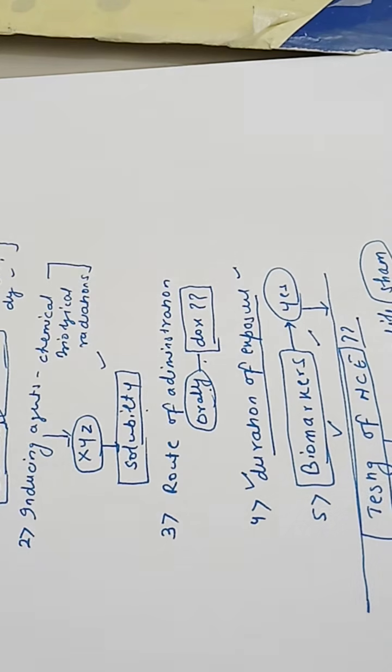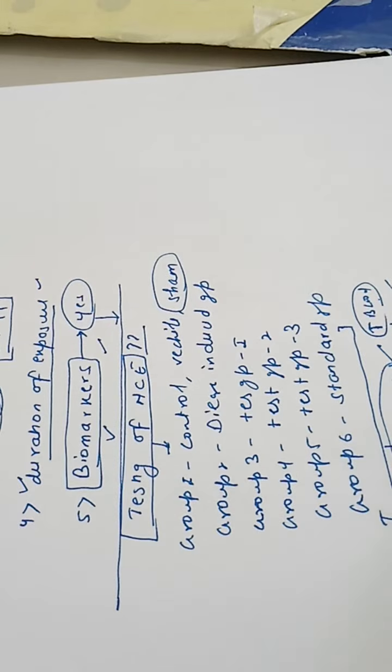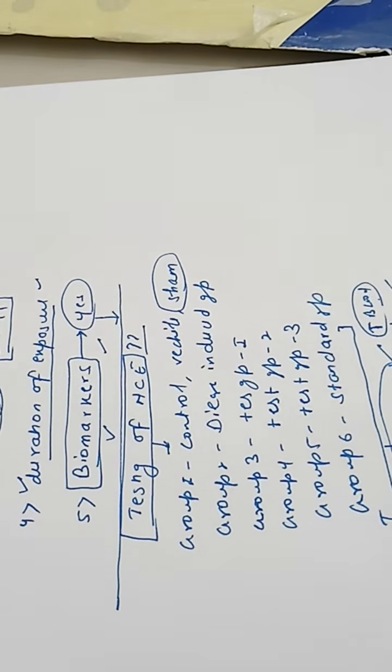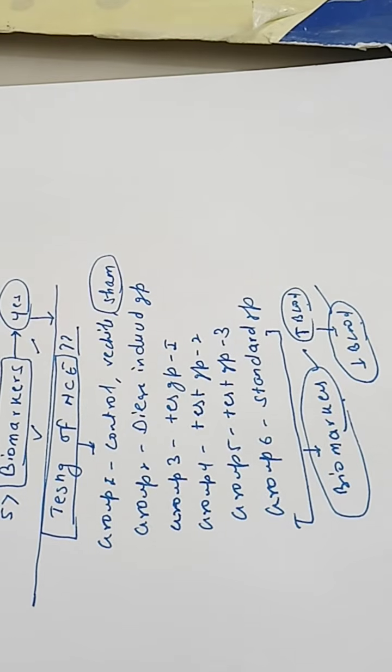Biomarker will vary depending upon your disease. Your inducing agent will vary depending upon your dose and duration. Then comes testing of new chemical entities. This is the generalized grouping of the animals. It will vary depending upon the experiments also. It will increase or decrease. But in standard grouping of animals, group 1 is control, then group 2 is disease induced, then test groups. If you have 4 or 5 test groups, then you write test group 6, group 7, group 8, and standard group. And after that you have to measure the biomarkers.